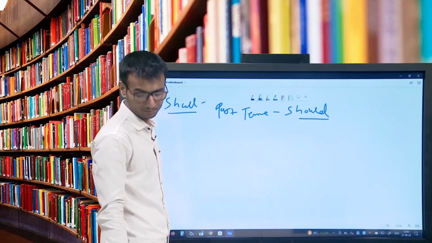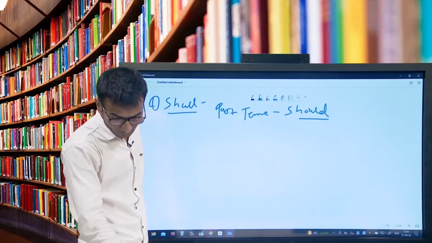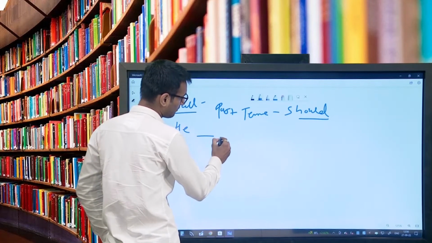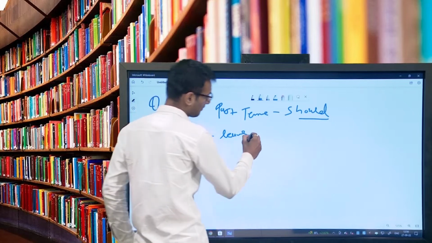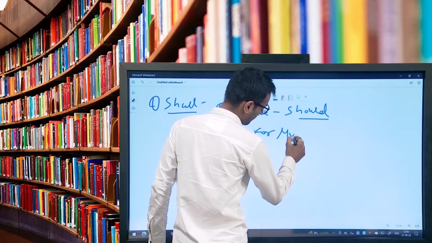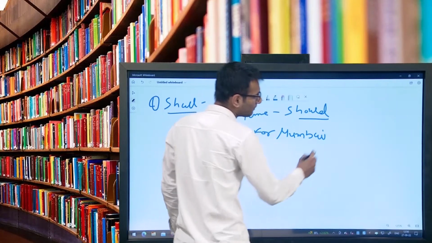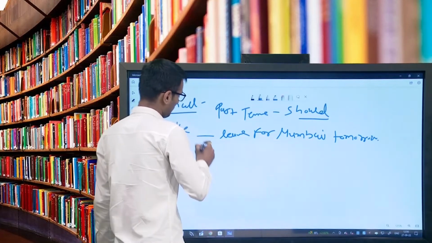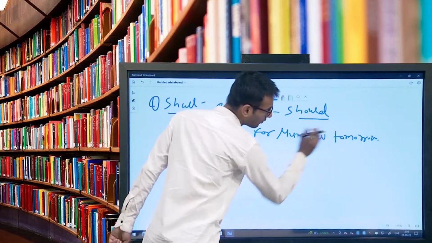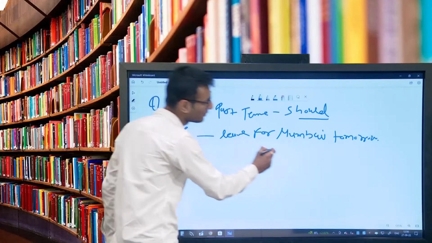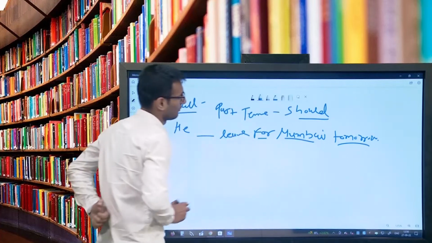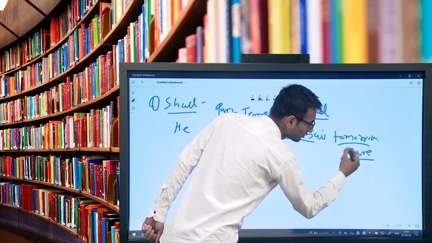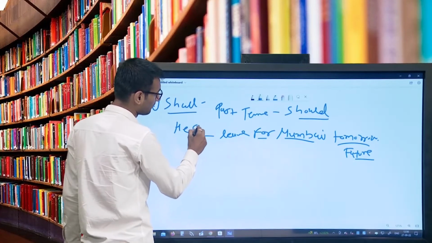Shall and should. So now let us look at the example. So he shall leave for Mumbai tomorrow. The answer is why it is shall, because it shows possibility. Leave for Mumbai tomorrow. Tomorrow means future. It shows future tense. So that's why it will be shall.